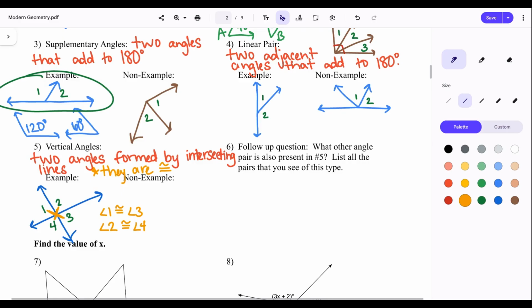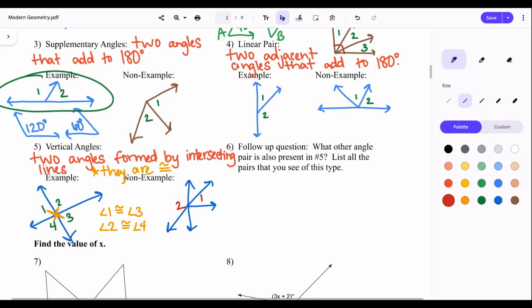Okay, a non-example of vertical angles would be something like that. 1 and 2 are still somewhat across from each other, but if you look at those, 1 appears much smaller than 2. So those would no longer be considered vertical because they're not congruent to each other anymore.